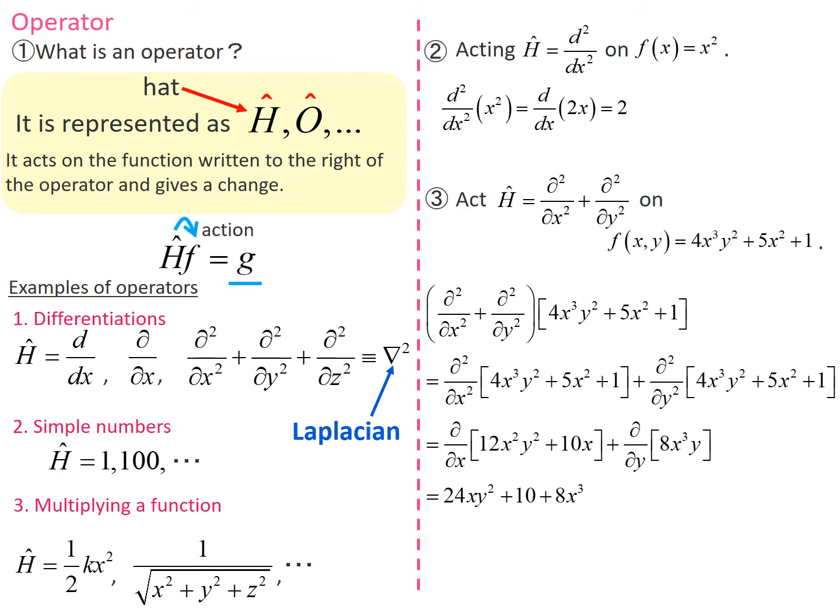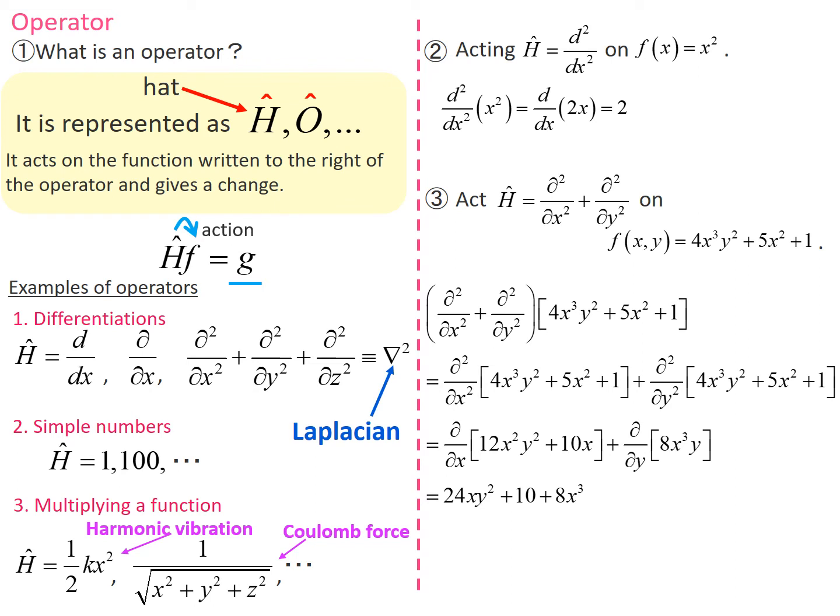created. Just multiplying a number can be considered as the simplest operator. For example, if you multiply f by 1, f does not change, but if you multiply by 100, the function g is 100 times f. Another simple operator is just multiplying a function. For example, 1/2 kx squared and 1 over the square root of x squared plus y squared plus z squared. These correspond to the operators that represent harmonic vibration and Coulomb force.